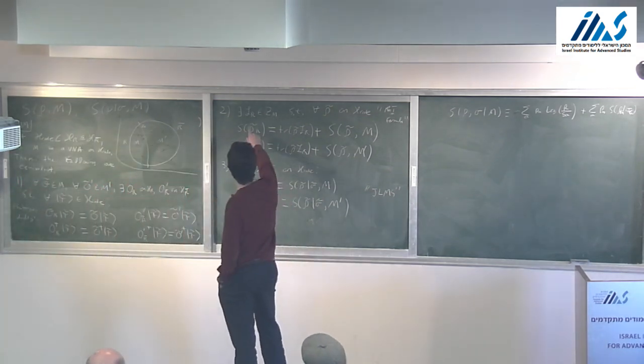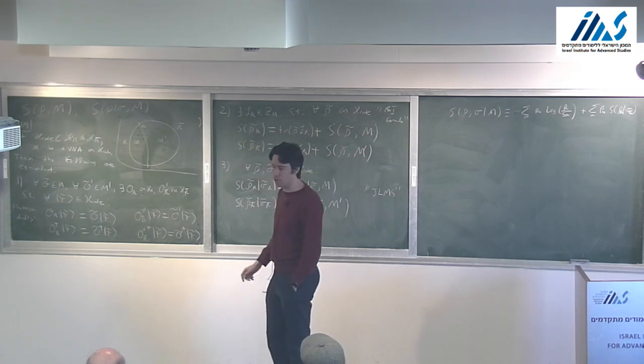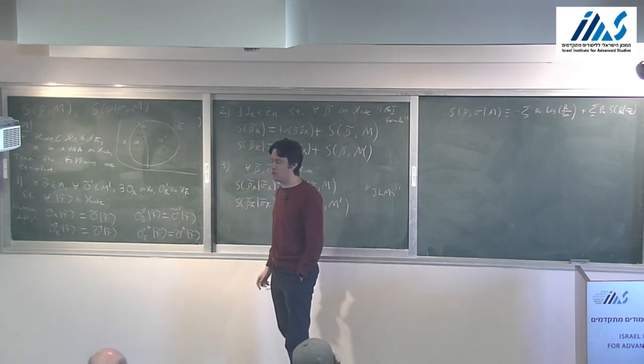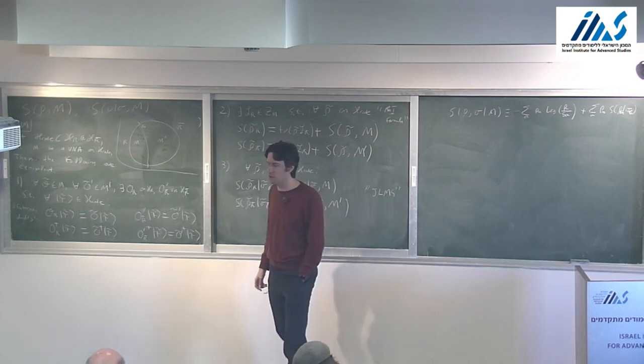That's why I didn't tell you what this L is. I colloquially call it the area operator, but when I defined it before in the RT formula, I said it was the area operator plus corrections. The corrections are determined by the higher derivative terms in the effective action.